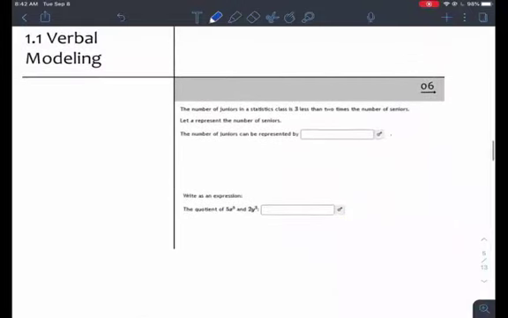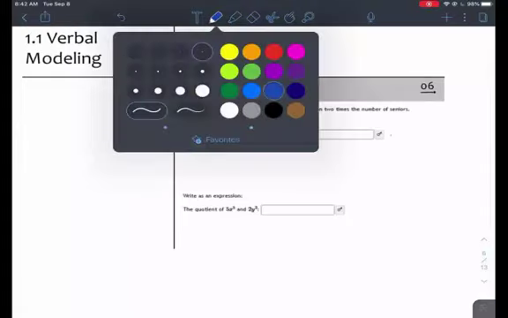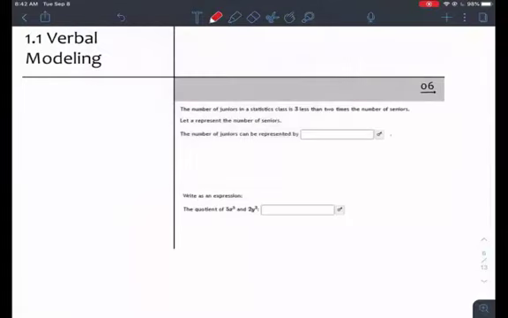Okay, for verbal modeling, it's just a matter of representing the words in an expression and math operation form. So if you say that S is the number of seniors, and you say that the number of juniors is 3 less than, so I'm subtracting 3 from some number, 2 times the number of seniors, so 2S. So here's the number of juniors represented by those variables.